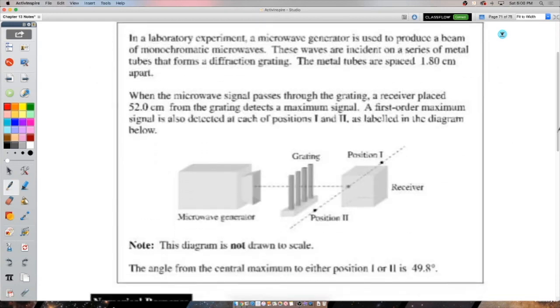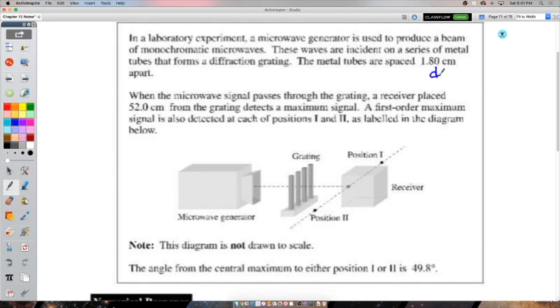Similarly to that other microwave one, in a lab experiment, a microwave generator is used to produce a beam of monochromatic microwaves. Again, monochromatic means one color. I know microwaves don't come in a color, but it just means one wavelength, okay? The waves are incident on a series of metal tubes that form a diffraction grating. So here's our diffraction grating. Notice it can be a lot bigger because microwaves are a lot bigger than light, right? So you can have much bigger spacing and still see a pattern. The metal tubes are spaced 1.8 centimeters apart. So that is our spacing between our slits, right?